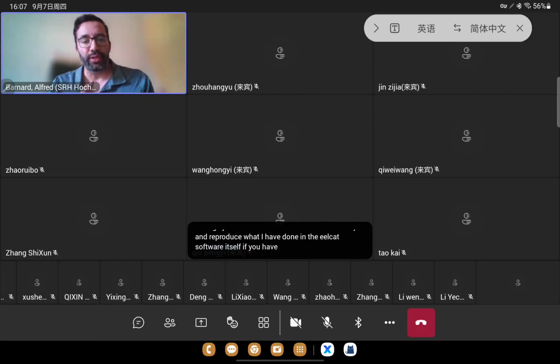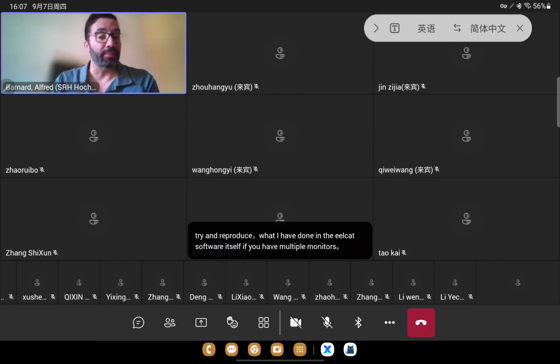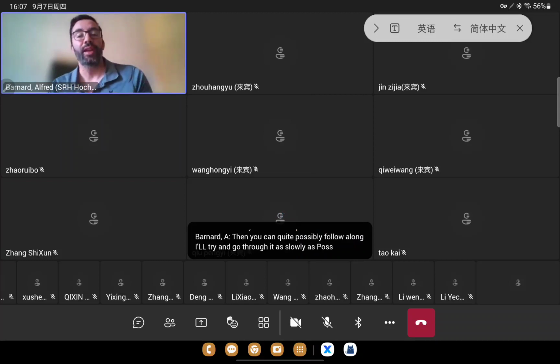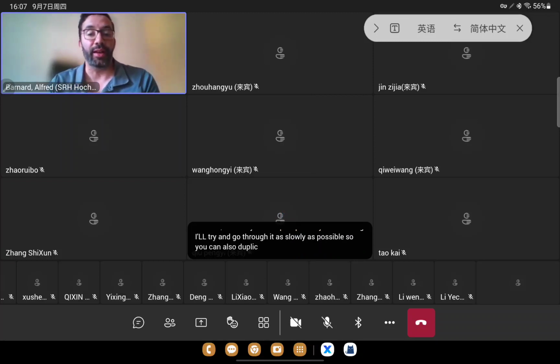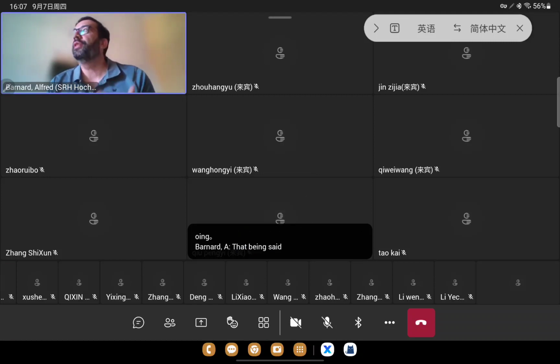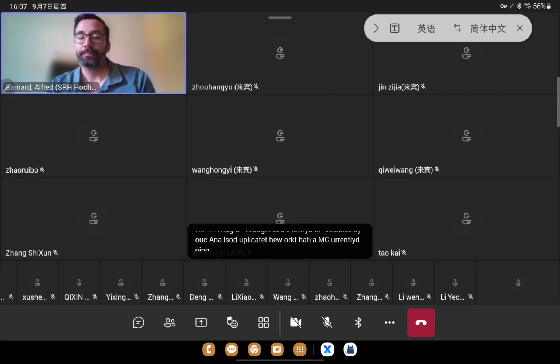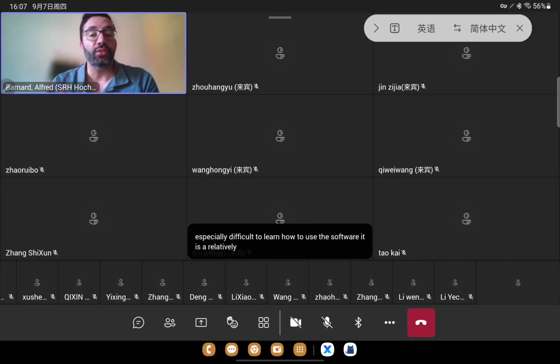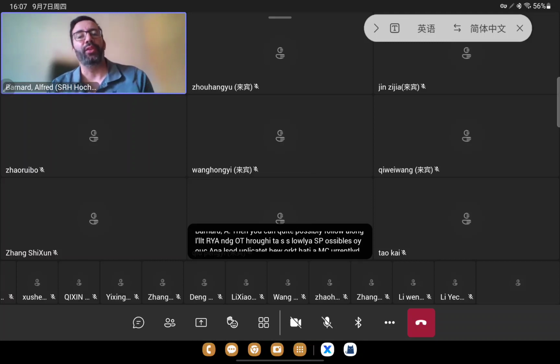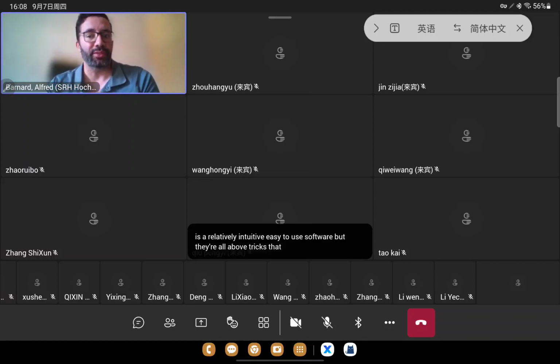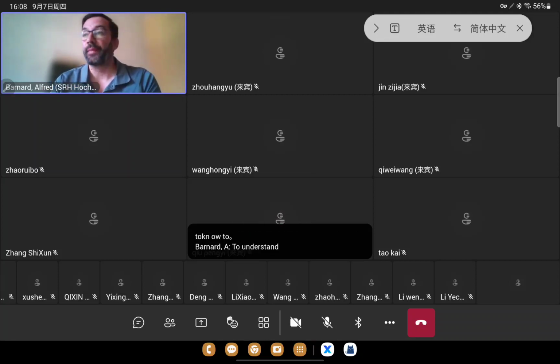If you have multiple monitors, then you can quite possibly follow along. I'll try and go through it as slowly as possible so you can also duplicate the work that I am currently doing. That being said, I don't feel it's especially difficult to learn how to use the software. It is a relatively intuitive, easy to use software, but there are a few tricks that you will need to know to be able to understand what is going on.